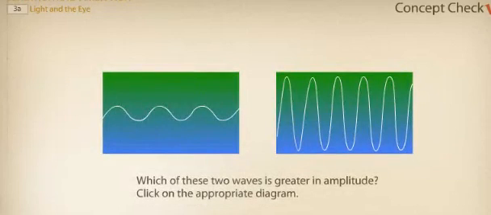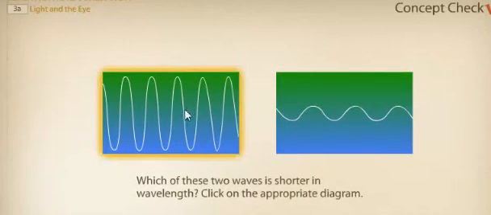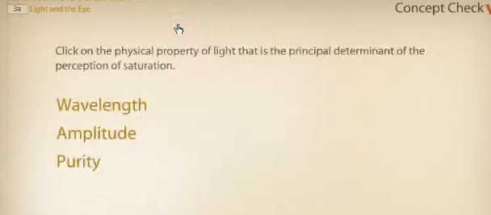All right, let's take a look at a couple of things. Which of these two waves would have the greater amplitude? And then the answer would obviously be this one. Which of these has a shorter wavelength? Shorter wavelength, again, would be this one. Greatest brightness, would it be here? Yes, it would. Principal determinant of saturation would be purity. Okay, moving on.